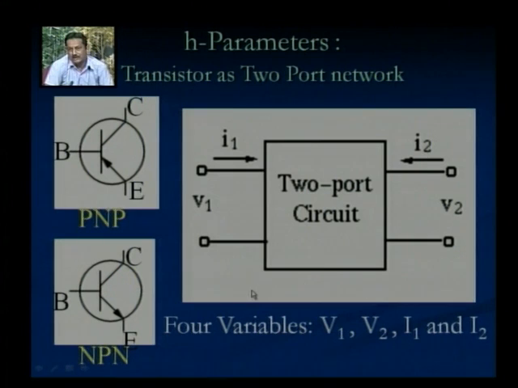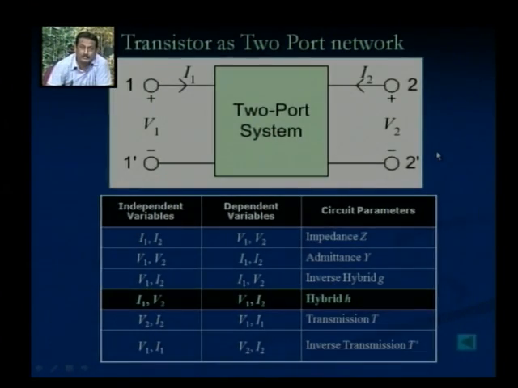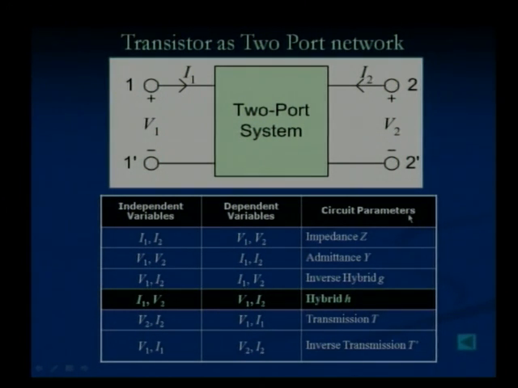Now as we can see, there are four variables in this figure. V1 is the input port voltage. V2 is the output port voltage. I1 is the input current, and I2 is the output current. So these are the four variables. We can relate all these four variables in different ways. There are many possible ways, as you can see here, 1, 2, 3, 4, 5 and 6. There are 6 different ways in which we can arrange these 4 variables, keeping 2 as dependent and 2 as independent variables.